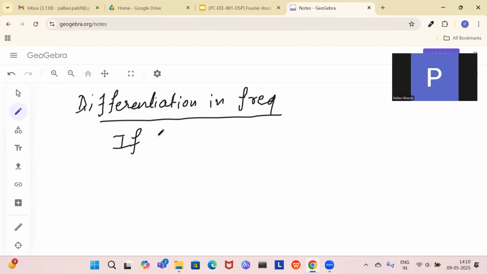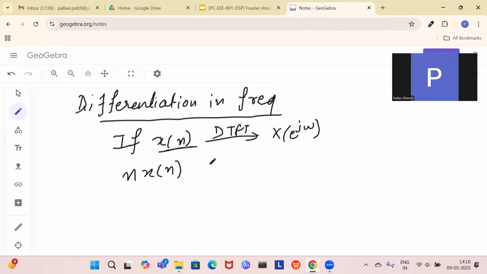It says that if the DTFT of x[n] is X(e^{jω}), then the DTFT of n times x[n], that means you are multiplying by n in the time domain, becomes differentiation in the frequency domain. That is going to be j times d by dω of X(e^{jω}).